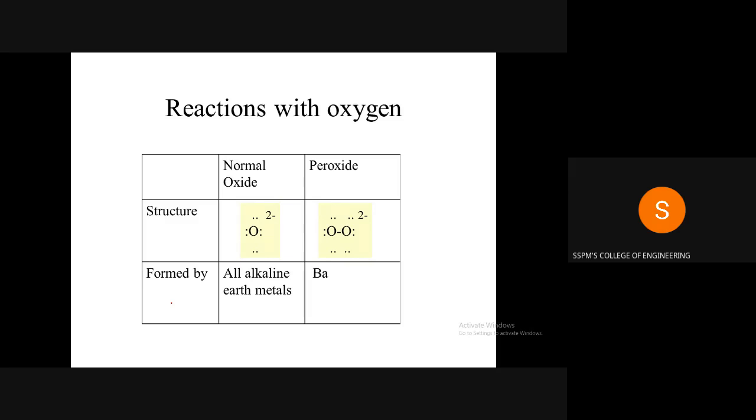Then reactions with oxygen. When all these alkali metals and alkaline earth metals react with oxygen, they form oxides and peroxide linkage. Peroxide linkage means oxygen dash oxygen. So this is called a peroxide linkage. When it reacts with only oxygen, O2 minus, it gives the oxide. And when it reacts with peroxide, it forms a peroxy linkage in those metals.